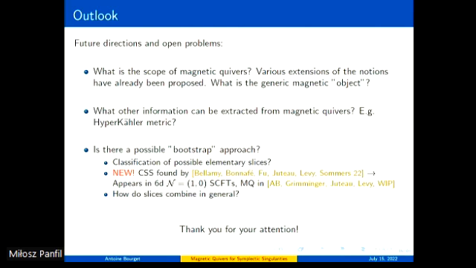And the main question is, how do these slices combine in general from these atoms? How do you form the molecules? So on this, I thank you for your attention. If you have any questions.